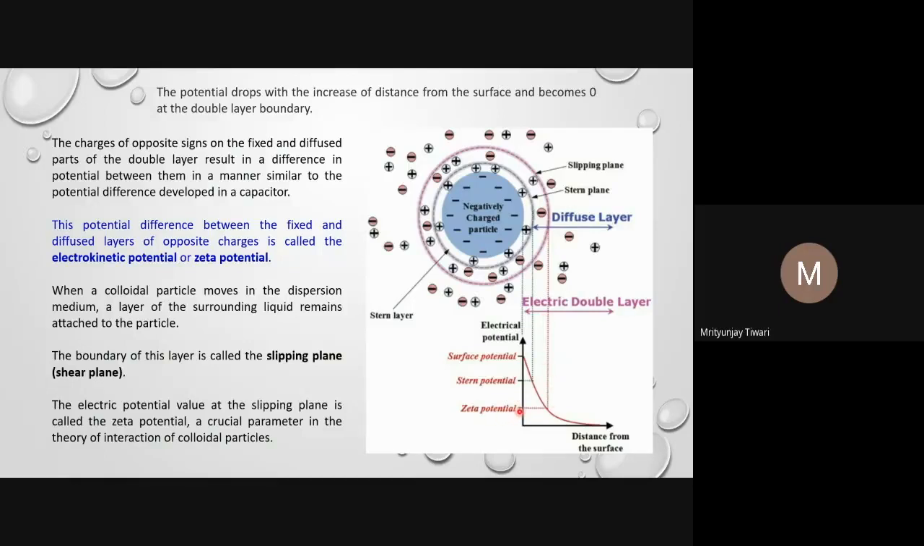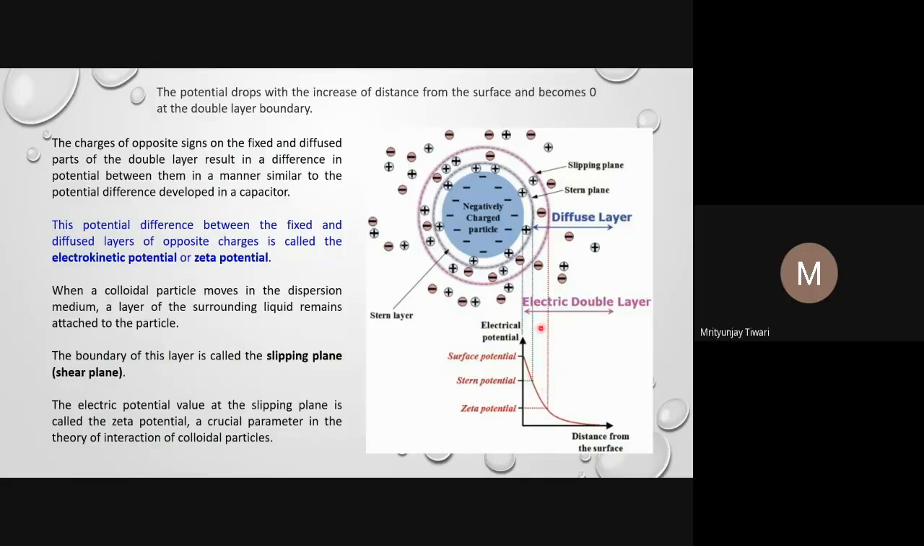The electric potential value at the slipping plane is called the zeta potential, which is a crucial parameter in the theory of interaction of colloidal particles. The theory of colloidal particles is not in our syllabus, but this zeta potential has crucial significance, and so the zeta potential must be remembered and understood.